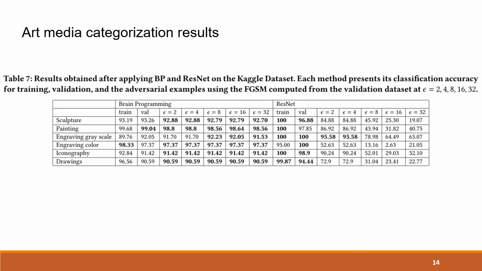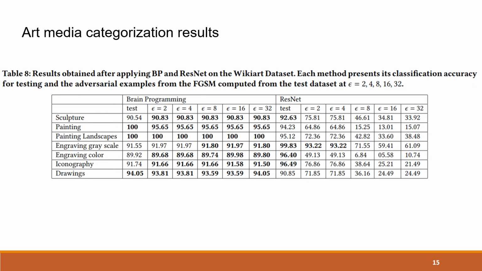Hence, if we take a look at the best performances of each one of the models, marked in bold numbers, BP outperforms ResNet. In the testing phase, brain programming obtained notably better results in classes like painting, painting landscapes, and drawings. In contrast, ResNet obtained superior performance on engraving grayscale, engraving color, and iconography. Regarding the sculpture class, brain programming matches the performance of ResNet with a difference of around 2%. Then again, the vulnerability of ResNet to the perturbed images is a disadvantage. Its performance falls abruptly in all classes, meanwhile the brain programming output remains steady.